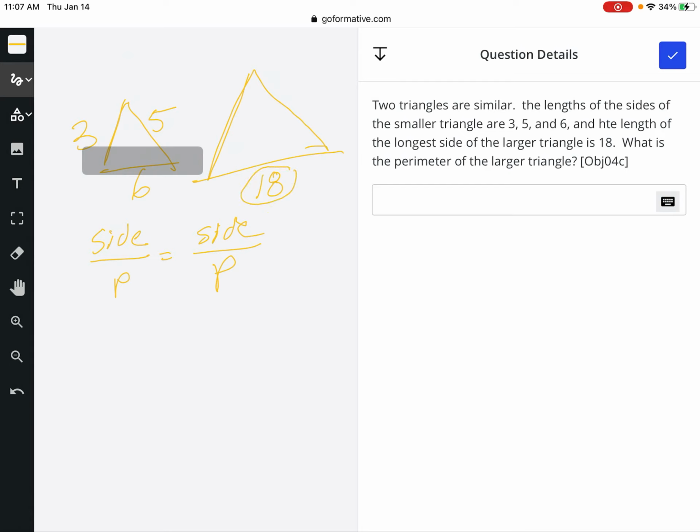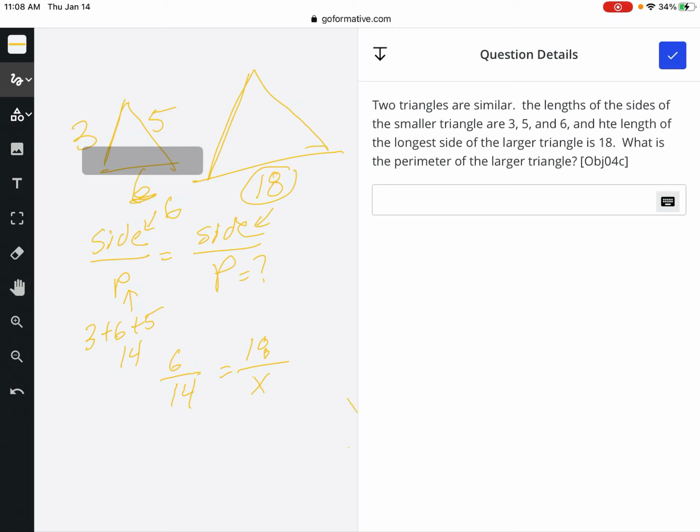I know this side of my larger. I'm trying to find the perimeter of my larger. I know the corresponding side, the large side of my smaller triangle is 6. The perimeter of my smaller triangle, I just add up all the sides. So 3 plus 6 plus 5, which is going to be 14. So it's going to be 6 over 14 is equal to 18 over x, let's call it.